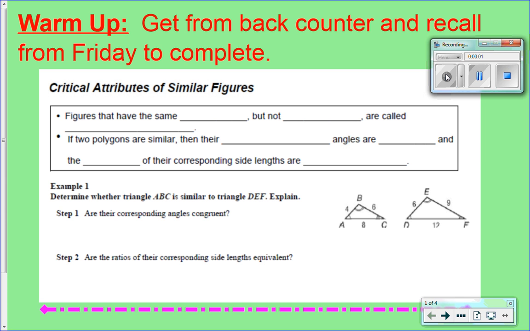Alright, so critical attributes of similar figures. I hope you were able to fill in the blanks. Figures that have the same blank. What do we put there? Shape. Good. But not size. Good. Are called similar figures. Similar figures. Good.